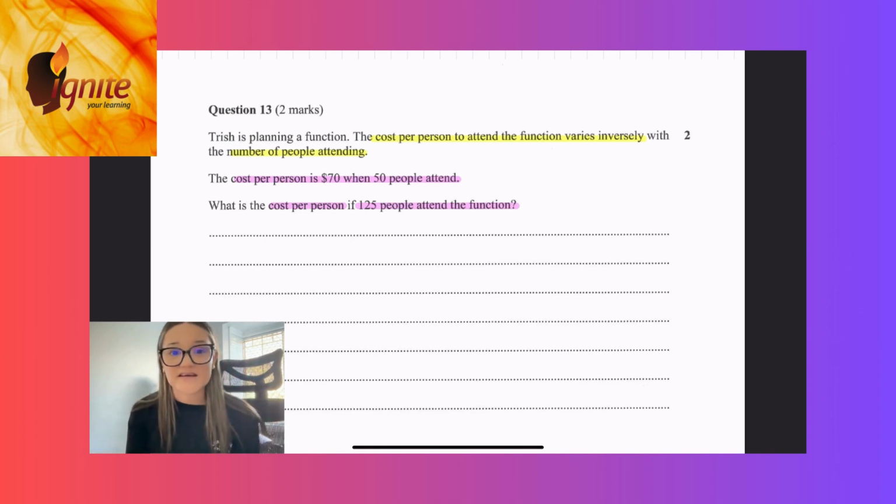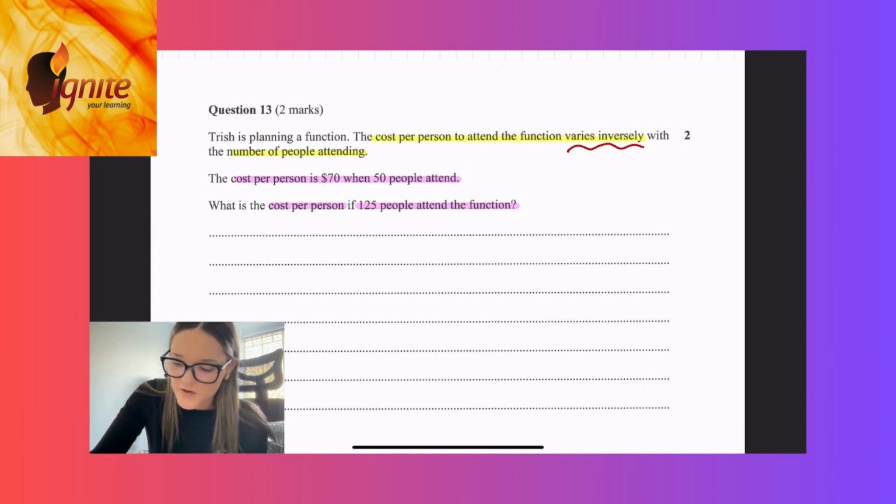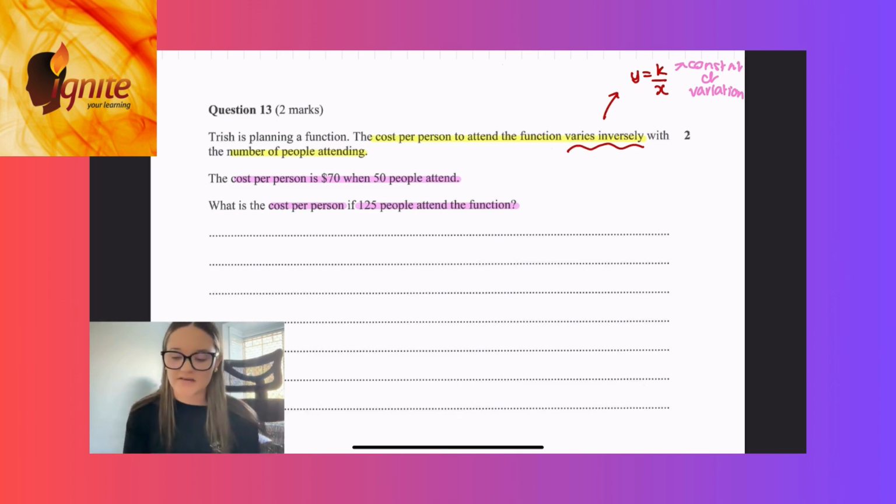So straight away I can see that this is an inverse variation question because it uses the phrase varies inversely. As soon as you see this phrase, what you want to be writing down is the equation of y is equal to k on x, where k is your constant of variation and y and x are different variables that you can try to find. So y is equal to k on x means that y varies inversely with x, but instead here we're told that the cost varies inversely with the number of people attending.